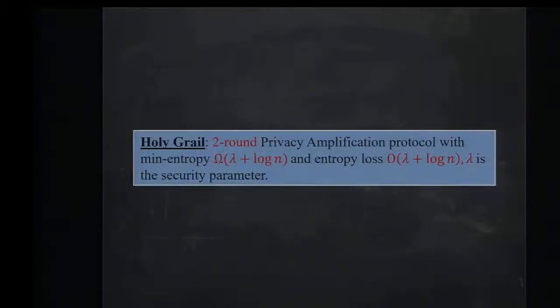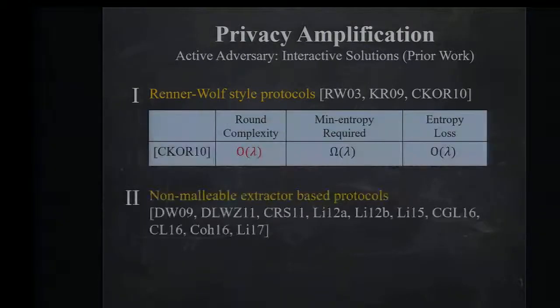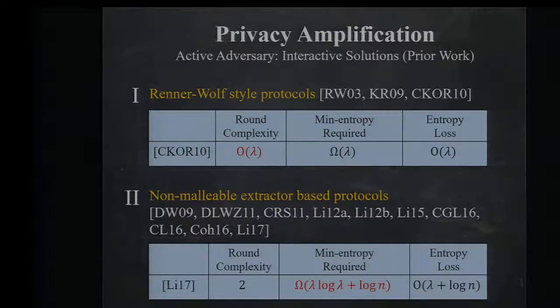And in the active setting, it turns out that you cannot have a 1 round construction, and the best possible is a 2 round construction. And you want to build a 2 round privacy amplification protocol where the min entropy requirement is just linear in the security parameter, and the entropy loss is also linear in the security parameter. And all previous solutions on privacy amplification obtained one of the two. They either got the best possible entropy loss, or they got the best possible round complexity, and somehow it was important to combine both, and that was a bit elusive.